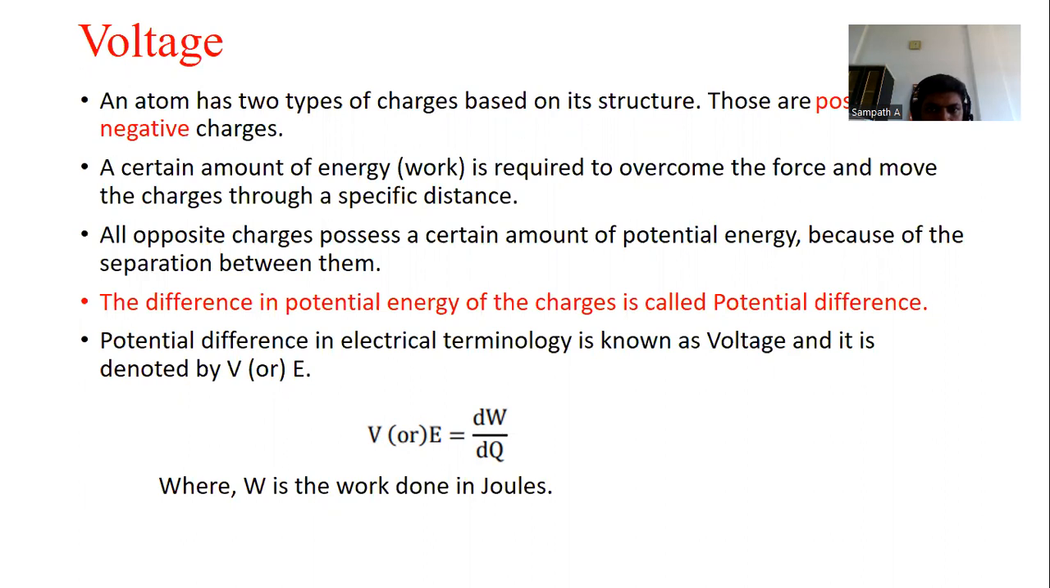If equal amounts of charge are present in 2 points, the voltage is 0. So if you want to measure the voltage between the 2 points, we should create different amounts of charge in those 2 points. Voltage is a change of charges between 2 points. It is denoted by the notation V or E.